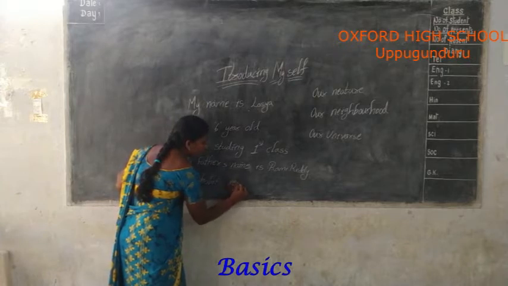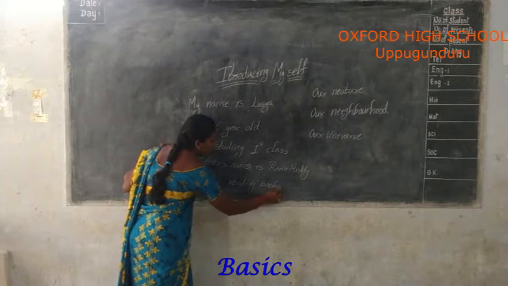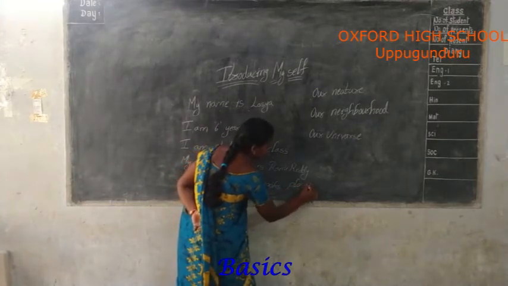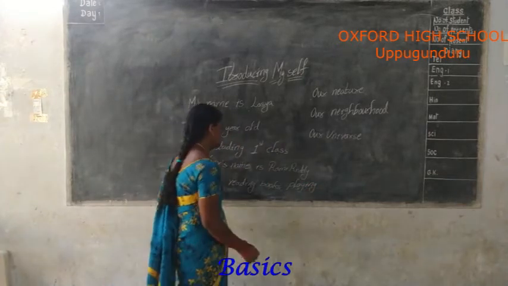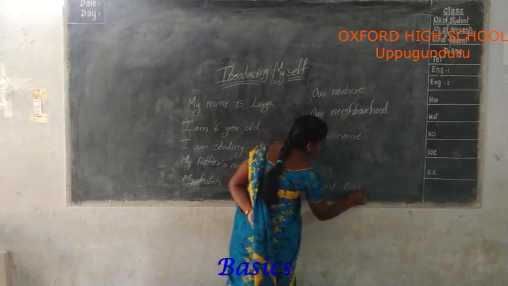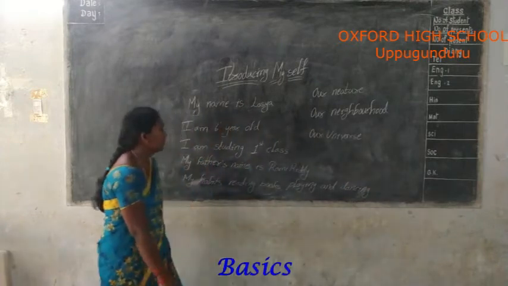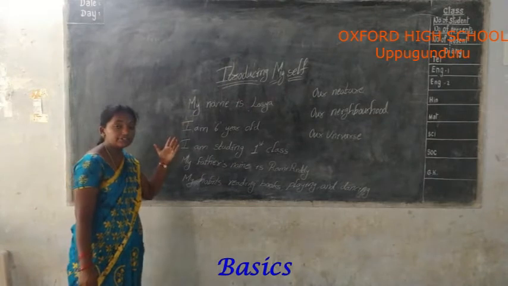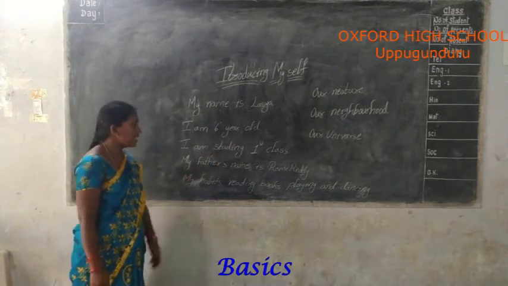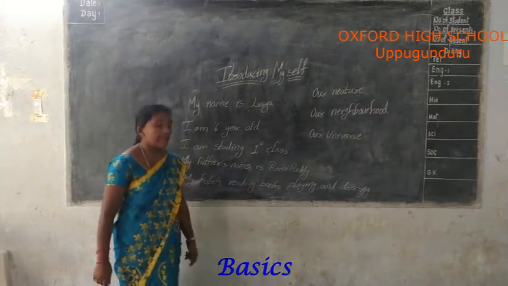Reading books, and playing, and dancing. Okay. How will we introduce ourselves? My name is Rasya. I am 6 years old. I am studying first class. My father's name is Ram Reddy. My hobby is reading books, playing and dancing. This is one example.